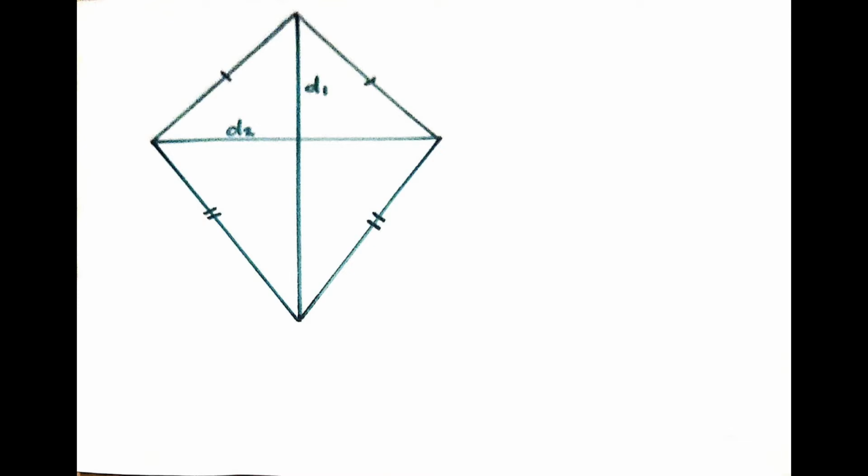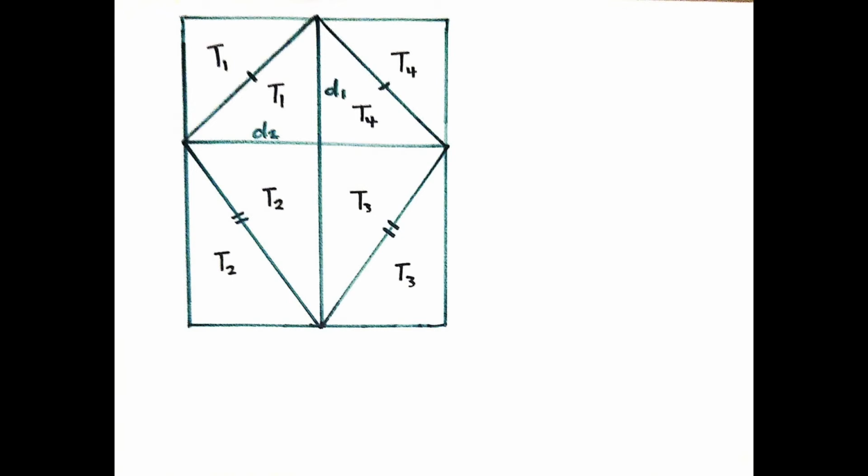We are going to construct the two diagonals. These two diagonals will divide up our kite into 4 triangles. Now we're going to construct a rectangle around the kite, as shown in this picture. This rectangle consists of 8 triangles, the 4 triangles of our kite, and 4 new triangles. These new triangles are actually congruent to the triangles in our kite because they have sides of equal length to the triangles in our kite.